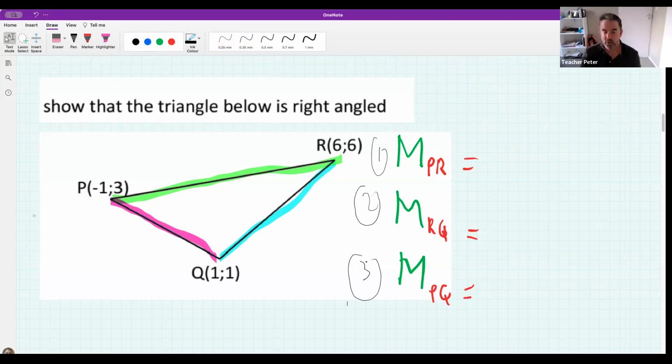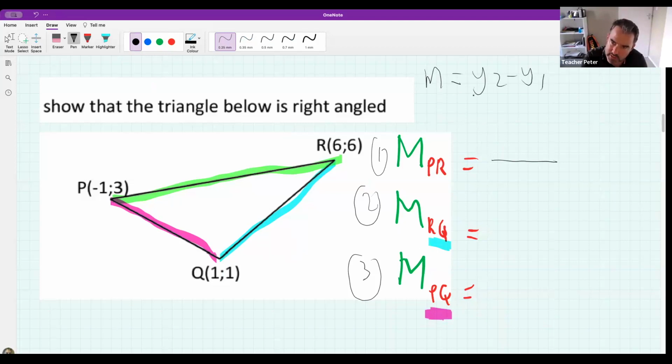We don't have the equation already. So the trick is going to be, we are going to use the gradients to show that this is a right angle. And the ones that I'm probably going to need are the pink and blue ones. But maybe we should find the green one just in case. But I suspect it's the pink and blue ones that are going to be the most helpful to us. But let's do it. Let's find the gradient for each of these. So PR. Now remember our gradient formula. If you've forgotten it, here's a little helping hand.